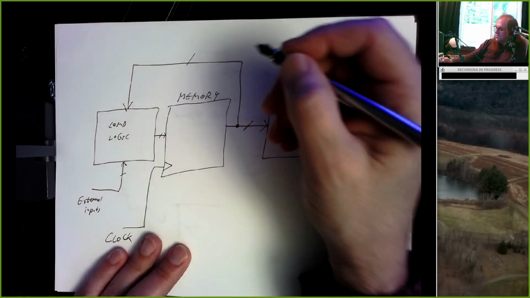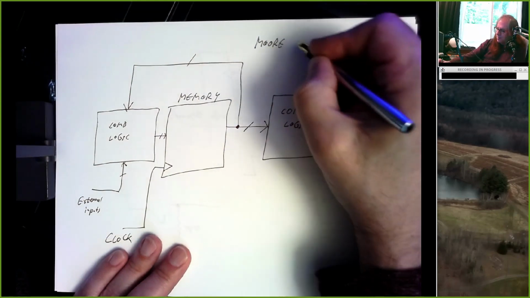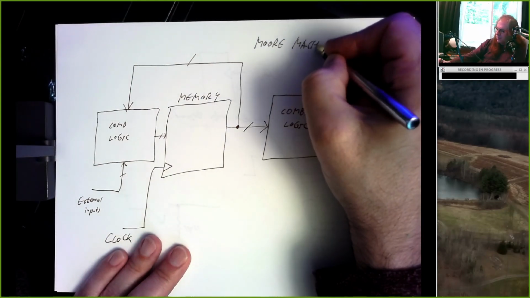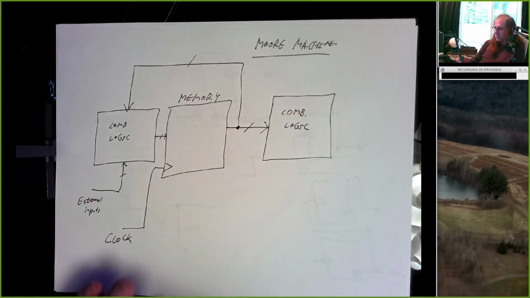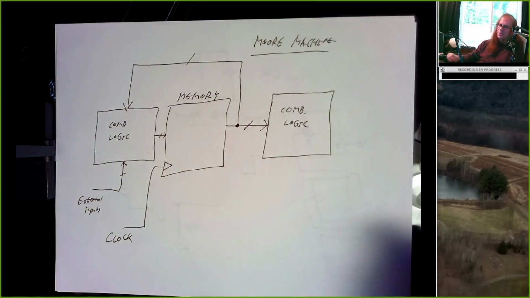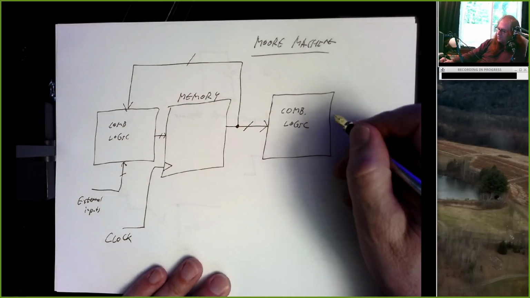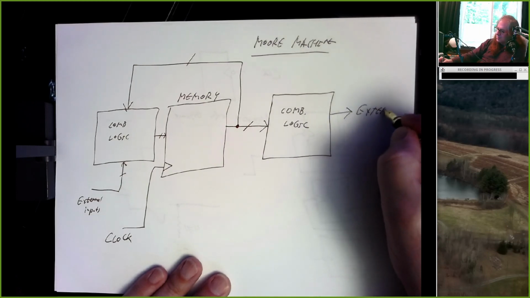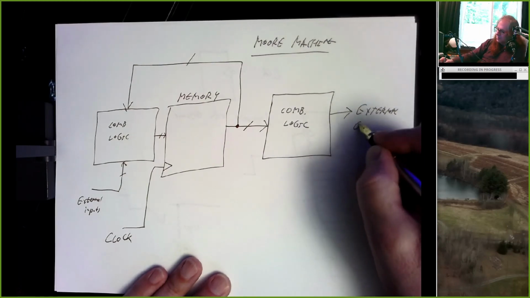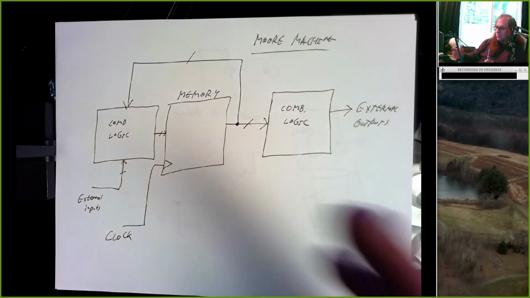And so this is a type of state machine called a Moore machine. And the outputs could go through some additional combinational logic to generate the actual outputs of the circuit. So here's your external outputs.